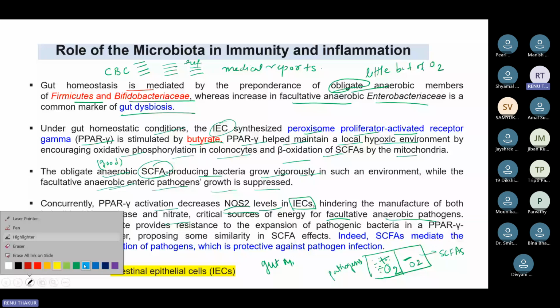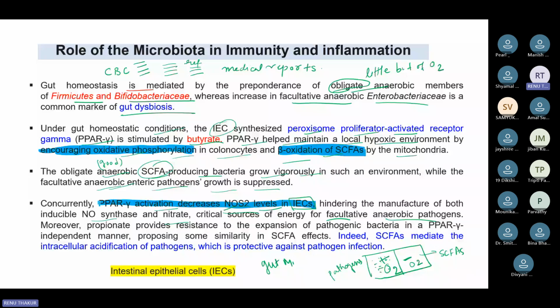Now, the third thing happening here is that PPAR gamma activation decreases the nitric oxide synthase level. Everything is happening inside what? The intestinal epithelial cells. So what will the intestinal epithelial cell do? The synthesis of inducible nitric oxide synthase and nitrate will be hindered, the manufacture of both, which are the critical sources of energy for the facultative anaerobic pathogens.